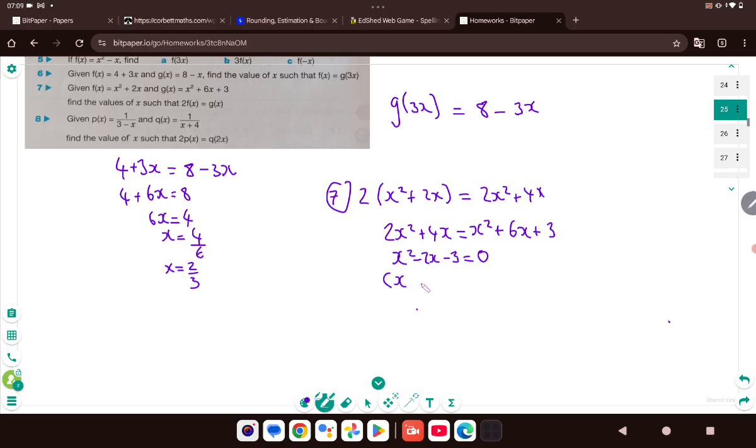Factorise. Times to get minus 3. Add to get minus 2. Minus 3 plus 1. x is 3. Or x is negative 1.